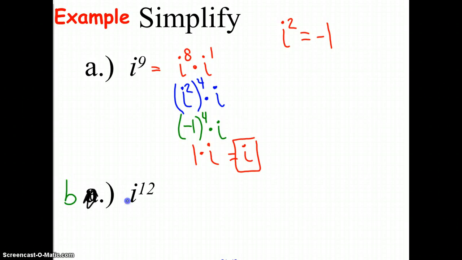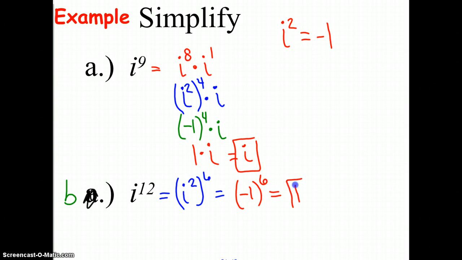Well, B is already an even exponent. So you don't have to do what we did in part A, because I could already rewrite it as I squared to the 6th power. Again, 2 times 6 is 12. That's why I was able to do that. And the reason I want to do that is so that I can substitute negative 1 for I squared. And we have negative 1 to an even power is positive 1. Notice you got something different from A. You got 1, not I.